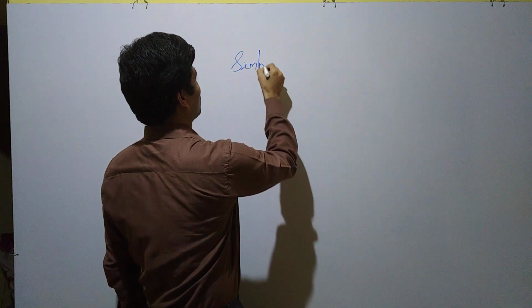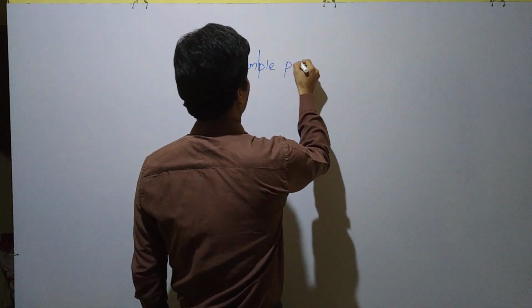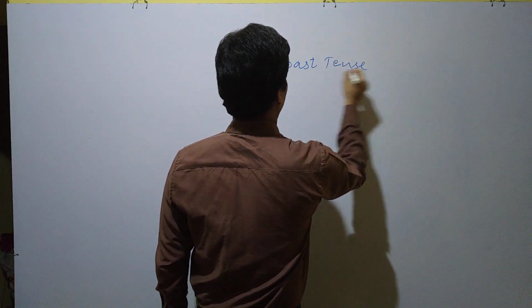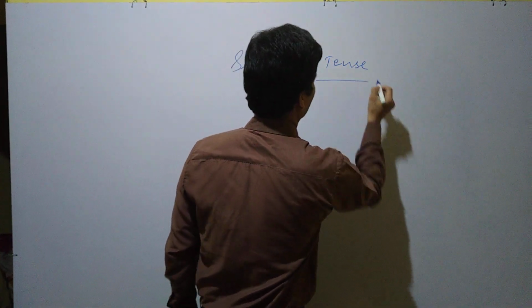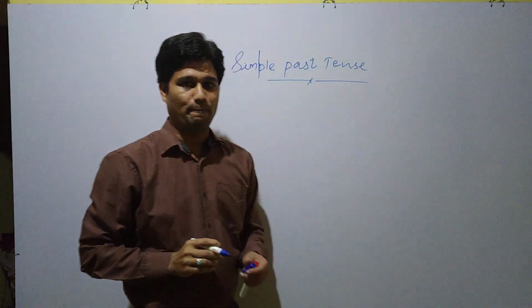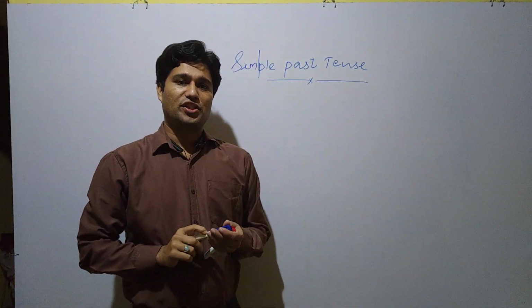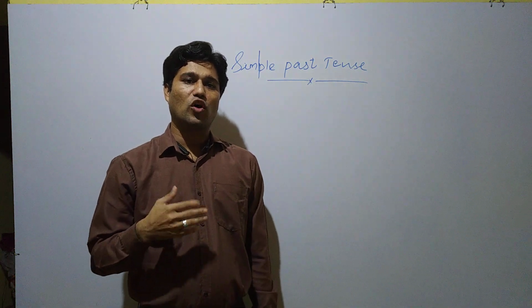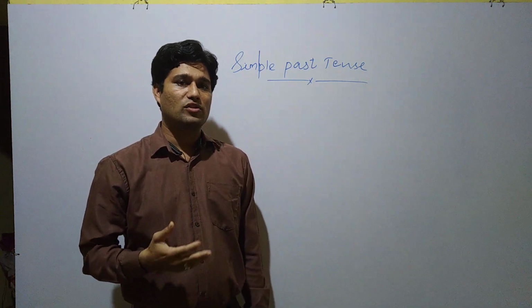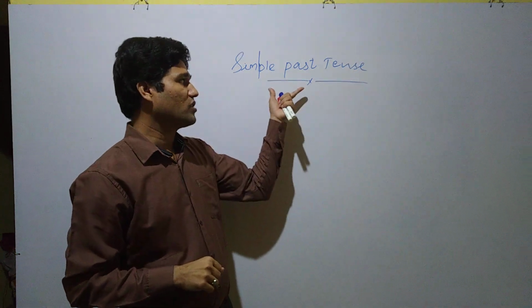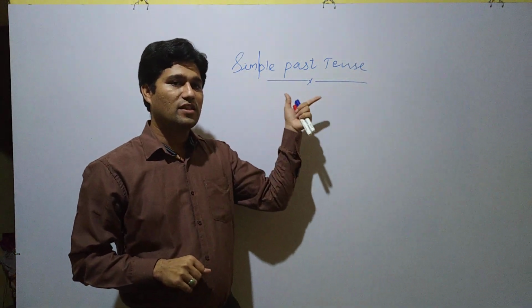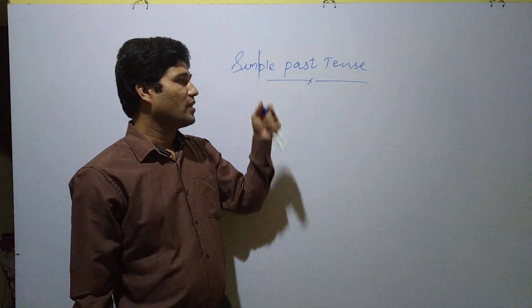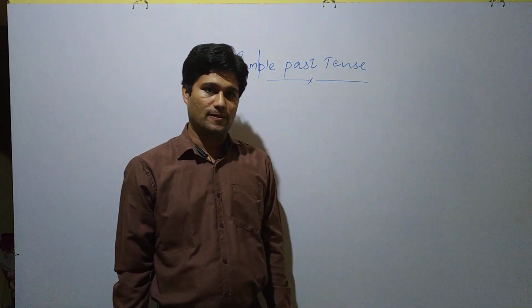So simple past tense means what exactly? The action which already happened before the time of speaking, or any action, any event, anything which already happened, that is called past tense. In this lecture we are going to discuss the simple past tense.